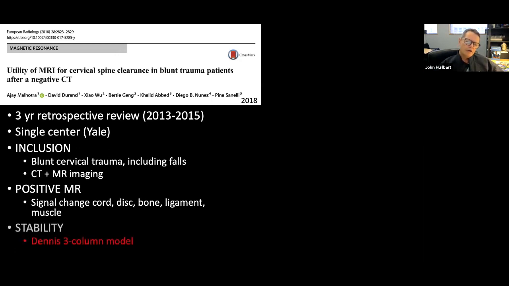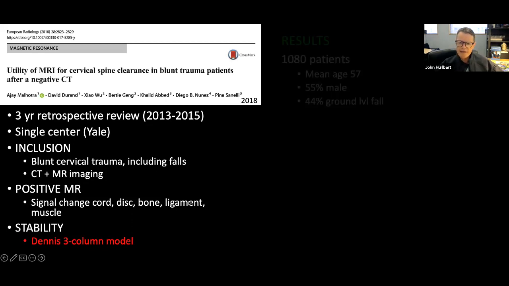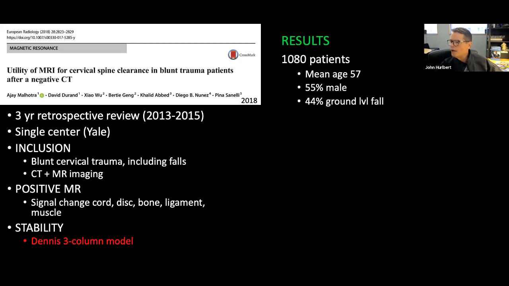The real controversial issue in my mind is that they graded their stability on the Denny 3-column model. Now, as you know, this is an MRI study, right? The Denny 3-column model is based on bony anatomy and bony relationships. So they extrapolated this to include ligaments. And if they had signal change in 2 columns, then they considered it to be unstable, not been validated, and probably not worthwhile. But they had 1,080 patients with a mean age of 57, 55% were male, 44% had a ground level fall. So there's a lot of minor trauma going on here.